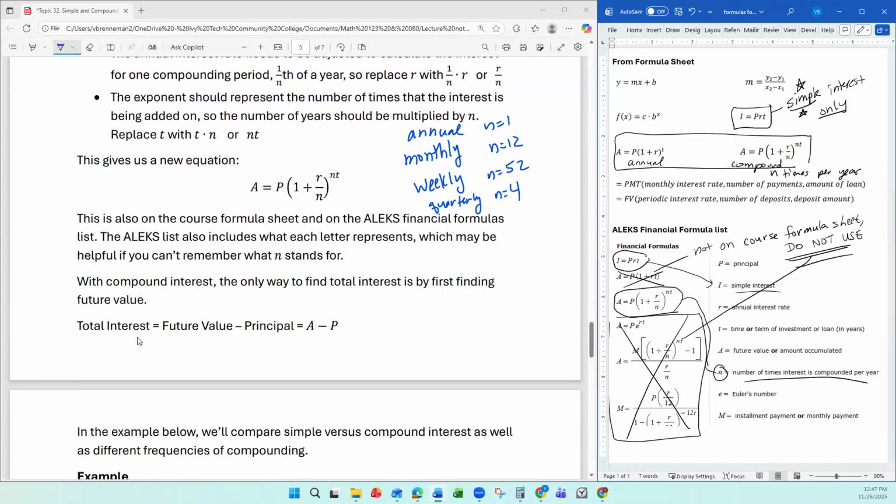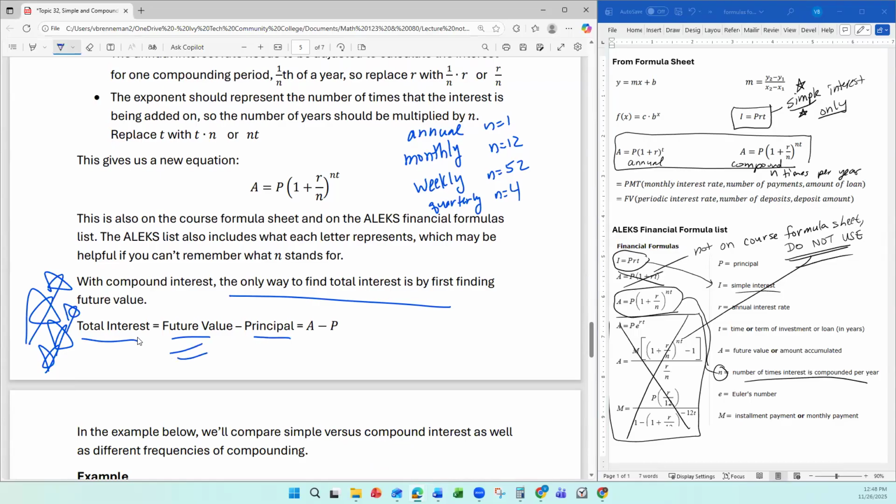Again, for compound interest, super important. The only way to find the total interest with compound interest is you first find the future value, then subtract the principal. You cannot directly find the total interest.